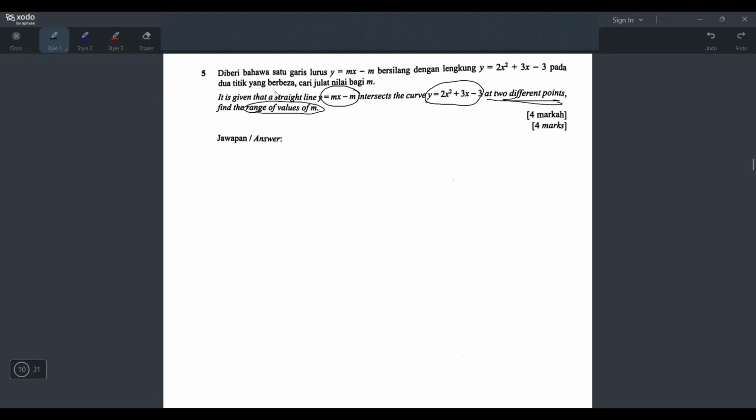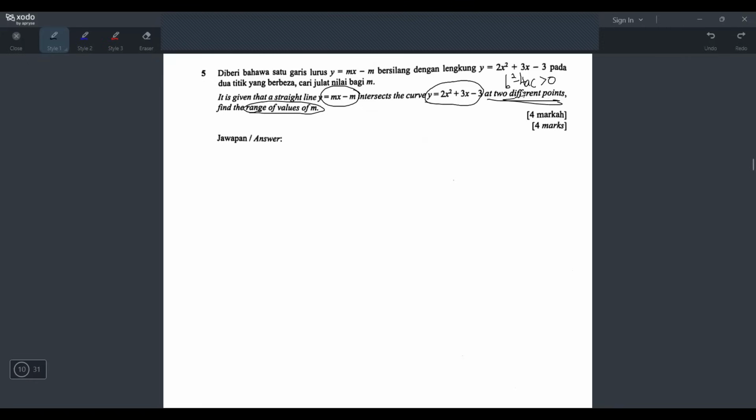Okay, I already know this is from Form 4 Chapter 2, the quadratic chapter, and it's under 2.2 types of roots. Because Form 4 Chapter 2 has 3 subtopics, right? 2.1, 2.2, 2.3. This is under 2.2 types of roots. And they say intersect at two different points. The keyword here is two different points, and whenever you intersect at two different points, you have to do b squared minus 4ac bigger than 0. Okay, b squared minus 4ac bigger than 0.